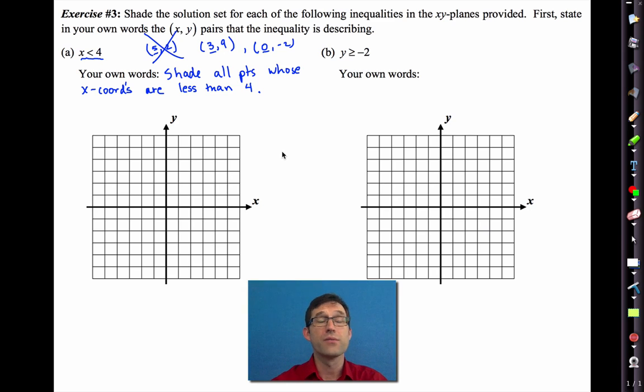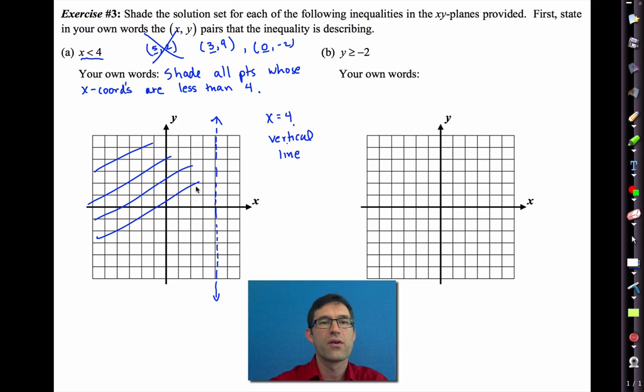Now, how do we actually graph it? Well, we graph it just the way that we were talking. We turn it into a line, x equals 4. Now remember, that's a vertical line, right? And we have to draw it dashed. Why do we have to draw it dashed? Well, we have to draw it dashed because it's less than, not less than or equal to. And now where do we shade? Well, we shade over here. Right, we shade over here because we're looking for all the points whose x-coordinates are less than 4. And when we're talking about vertical, that's to the left.